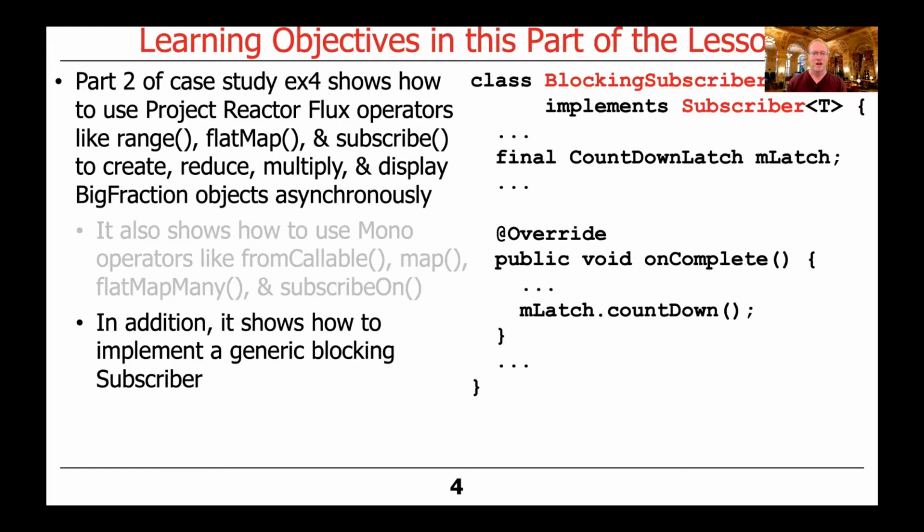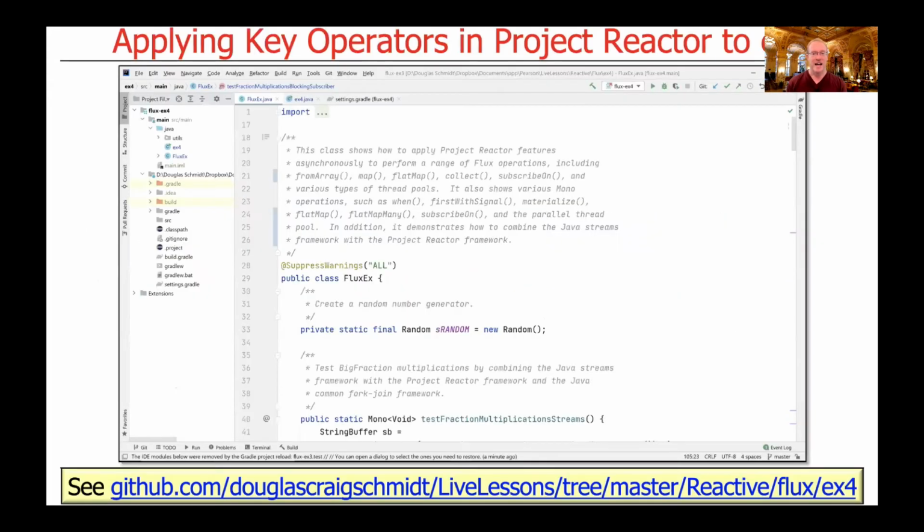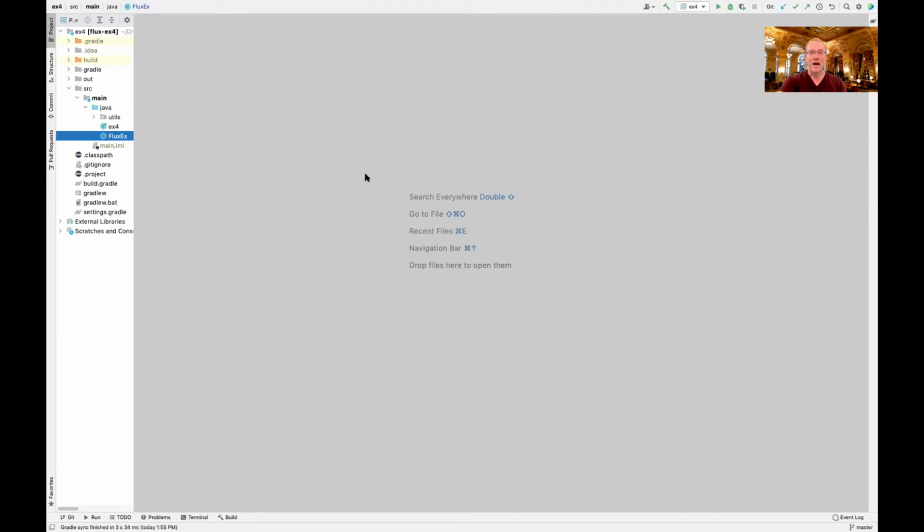In addition, we show how to implement a generic blocking subscriber that makes up for the fact that the Project Reactor Flux class lacks a blocking subscriber operator natively. As always, you can follow along with the source code if you take a look at the link at the bottom of this slide. We're now back in the IntelliJ project for case study ex4.